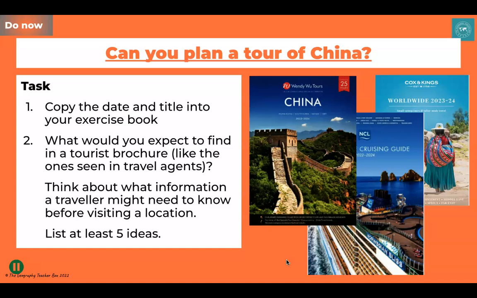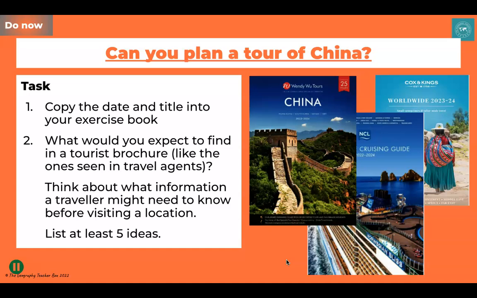So the first thing I'd like to think about is what we'd expect to find in a tourist brochure. Now on the right hand side you can see a variety of the sorts of tourist brochures that are seen in travel agents. Now if you've not been into one before, they often used to provide really thick brochures full of information of destinations around the world.